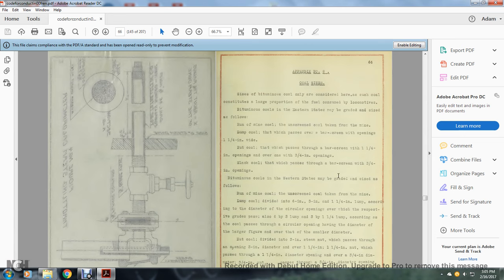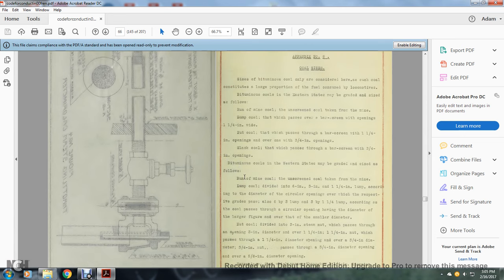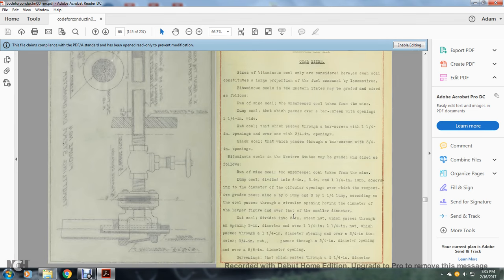Bituminous coal in the western states may be graded in size as follows: run of mine coal, unscreened coal taken from the mine; lump coal, divided into 6 inch, 3 inch, and 1 1/4 inch lumps according to the diameter of the circular opening over which the respective grades pass. Also 6 by 3 lumps, and 3 by 1 1/4 inch lumps, according to whether the coal passes through a circular opening having a diameter of the larger figure and over that of the smaller diameter.